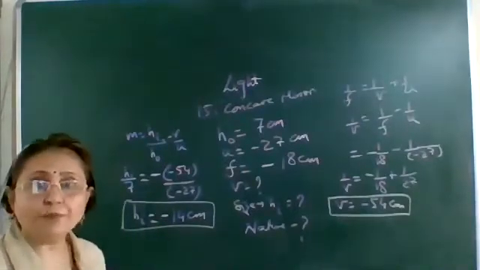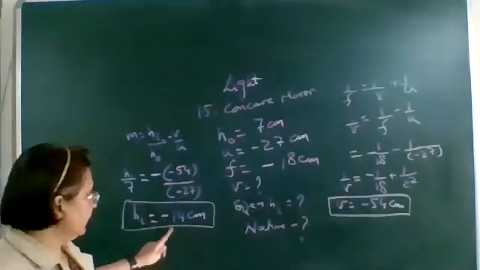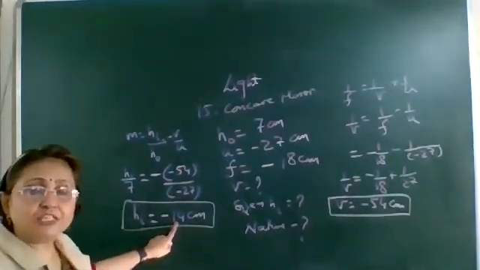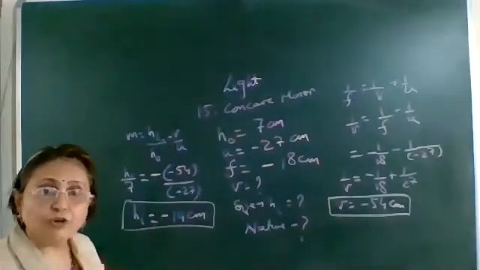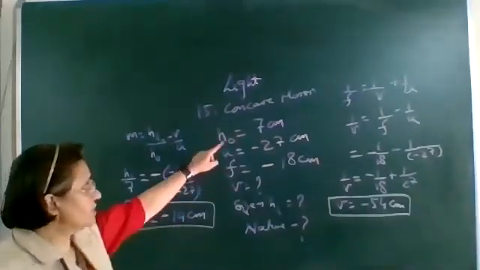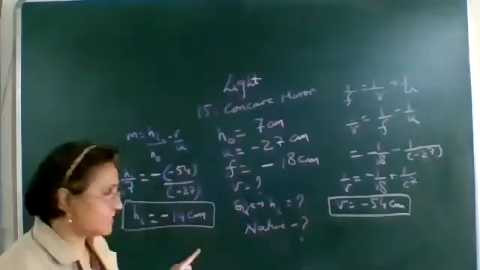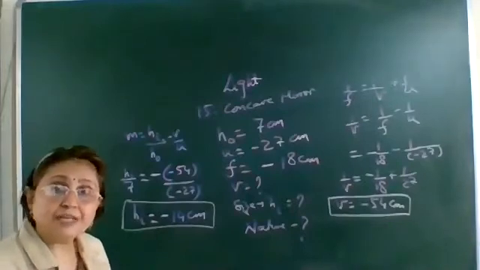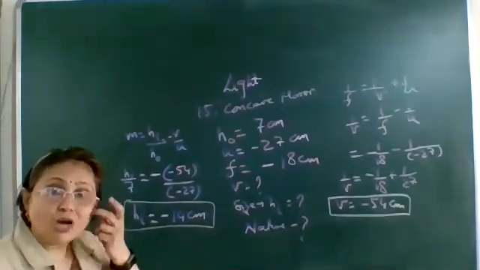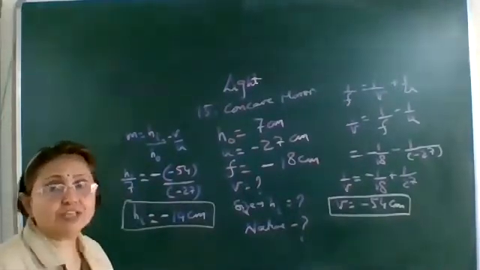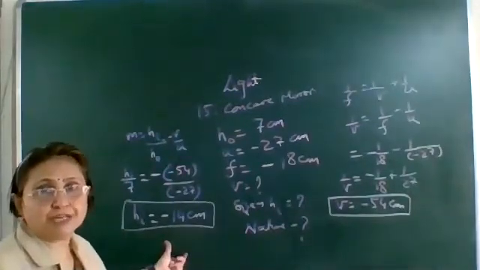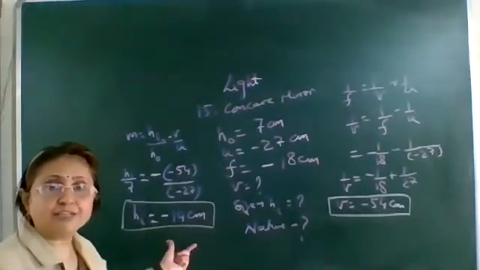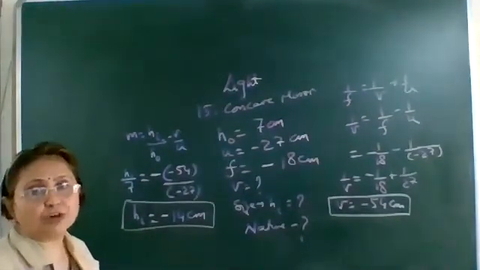Negative sign is indicating that the image is inverted. The image is formed below the principal axis. So the height of the image is 14 centimeters below the principal axis. You can see here the height of the object is 7 centimeters and the height of the image is 14 centimeters. It means the image formed is enlarged, quite bigger than the object. The height of the image is twice the height of the object. It is double the height of the object.